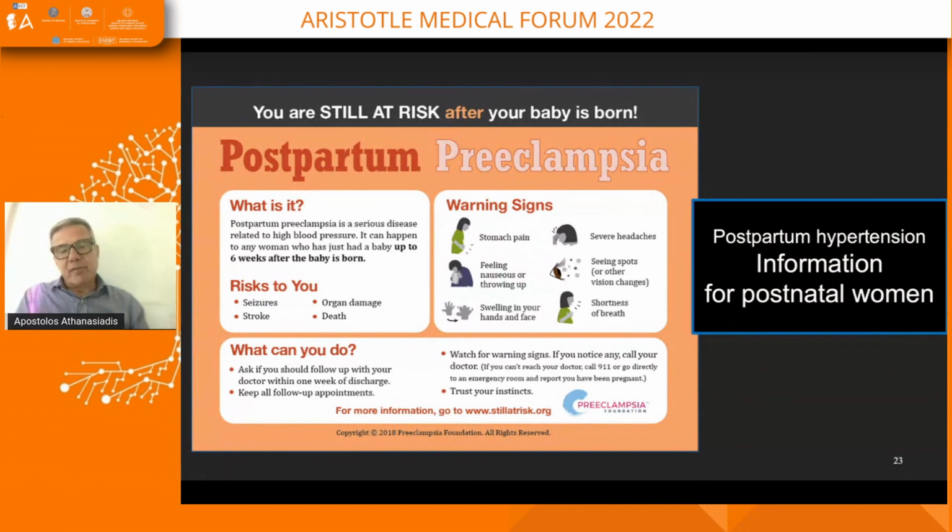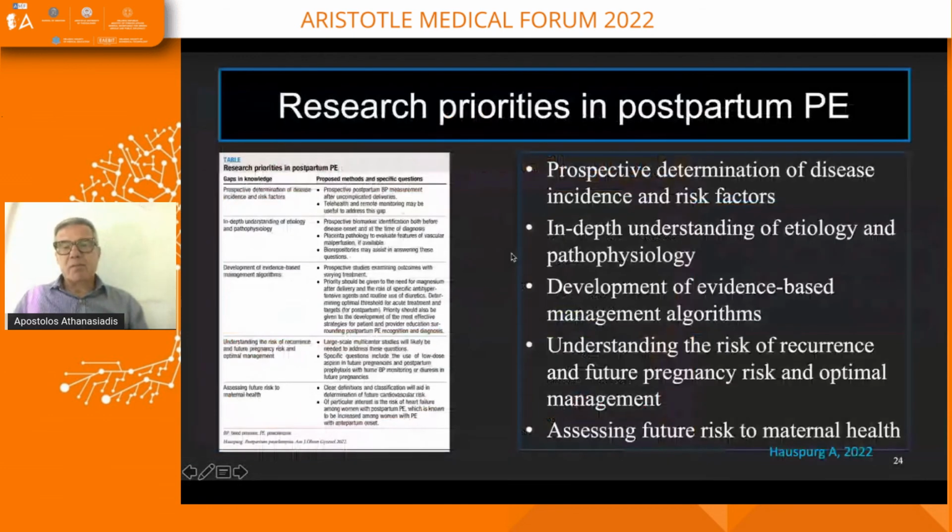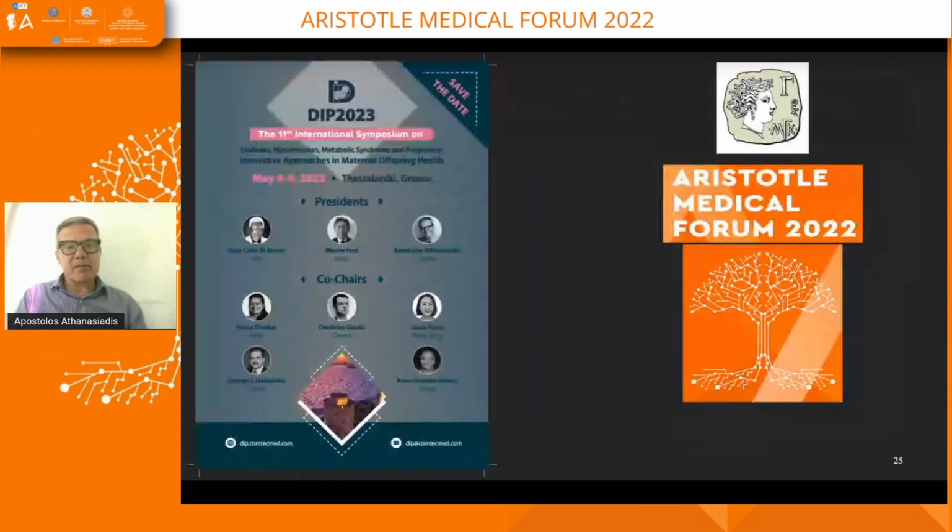So we have the warning signs, especially severe headaches. And what is the future? We must determine the risk factors prospectively, and gain an in-depth understanding of the etiology and pathophysiology. That's very difficult because it's not only one, there are several. We must have algorithms, and assess the future risk for maternal health.